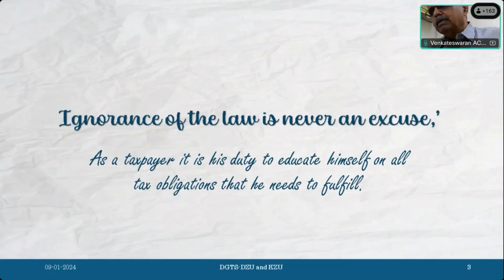Once you do better compliance, you will avoid unnecessary litigation, so that you can save your energy and your money on unwanted litigation because of not knowing the legal provisions correctly or misunderstanding some of them. So ignorance of law is never an excuse, and definitely you should be aware of the legal provisions. I hope many of the people already know what is required under the GST Act and rules.